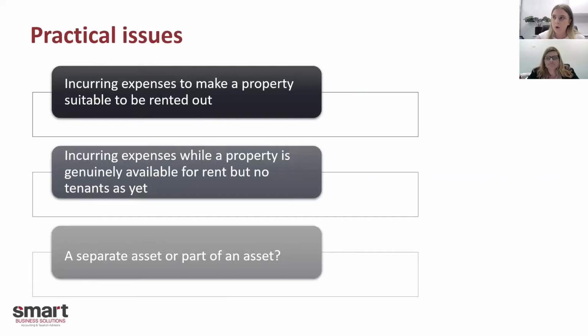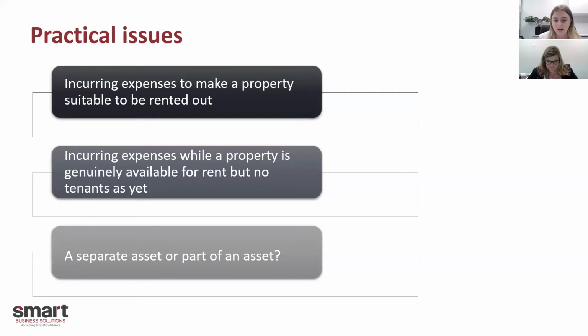And then we move on to the practical issues. So if we take a look at the practical issues that come up quite often. The first scenario here is, say you're living in a house, you now decide you want to move out, but you still want to hold on to that property. So you decide to rent it out. Most people in this scenario will make a few changes to the property to make it more suitable to be rented out. The most common example would be refreshing the house with a fresh coat of paint. In most cases, you won't actually be able to claim a deduction for this.